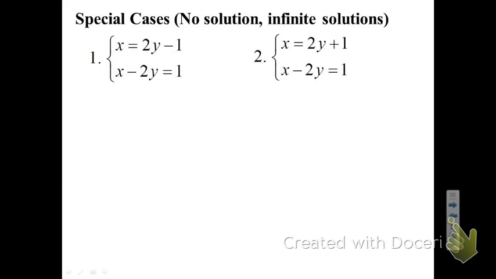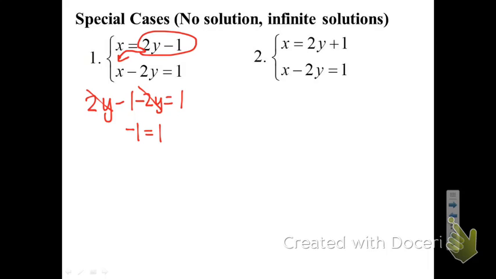Now we have some special cases. If I take this first equation and I replace the x in that second equation, it should look like this. 2y minus 1 minus 2y equals 1. If you notice, these two y's will subtract out, and we're left with -1 equals 1. Now you have to look at this and decide, is this a true statement? Because -1 does not equal 1, then these two lines have no solution. That means they're parallel and they do not intersect. So if you find a place where your variables subtract out, you need to look at your final statement.